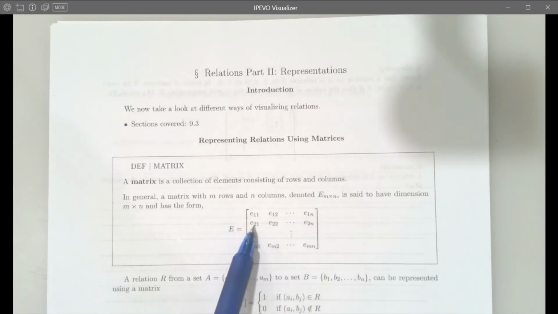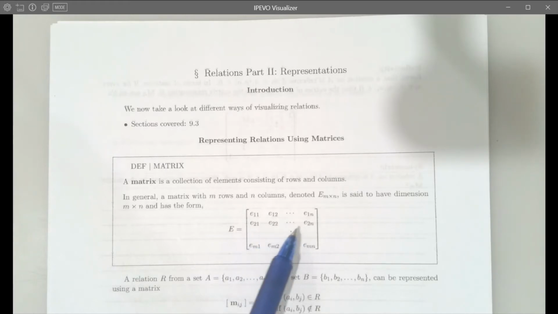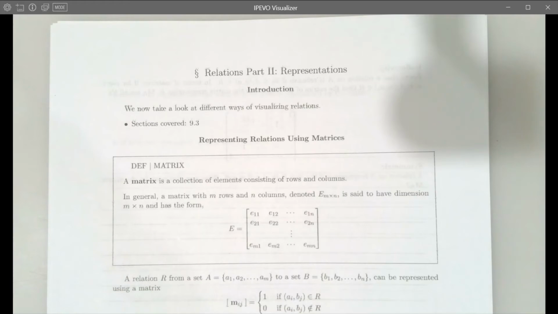On the next row, we would have element 2, 1, which means it's on row 2, column 1, or element 2, 2, which means it's on row 2, column 2, so on and so forth. The very last row would be the mth row, so we would have an element m1 for the mth row, first column, and then for the mth row, second column, we would find the element m2, all the way down to the element mn.